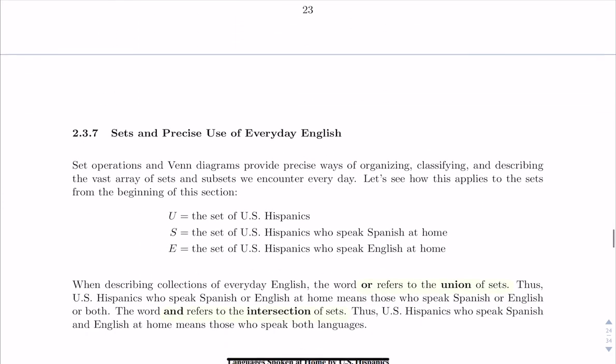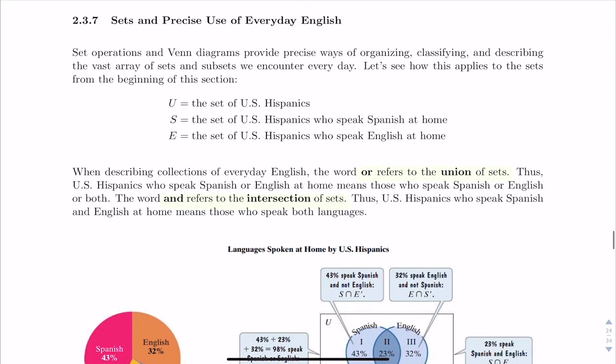Set operations and Venn diagrams provide precise ways of organizing, classifying, and describing the vast array of sets and subsets we encounter every day. So let's go ahead and see how this applies to the sets from the beginning of this section. So that was U being the set of U.S. Hispanics. Let S be the set of U.S. Hispanics who speak Spanish at home, and E be the set of U.S. Hispanics who speak English at home.